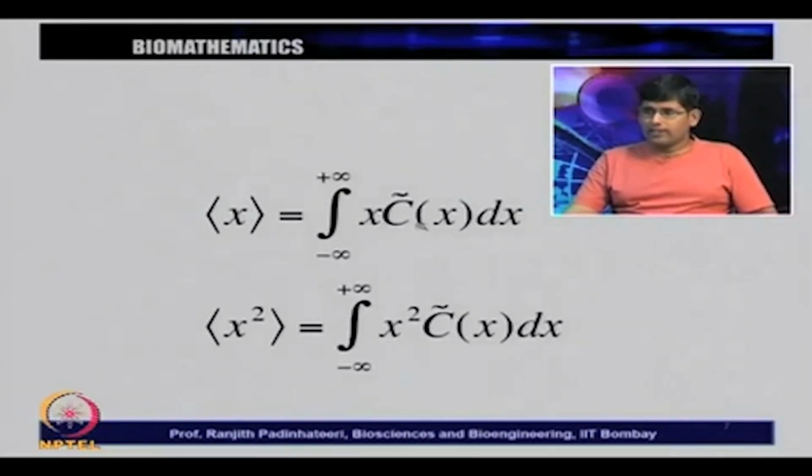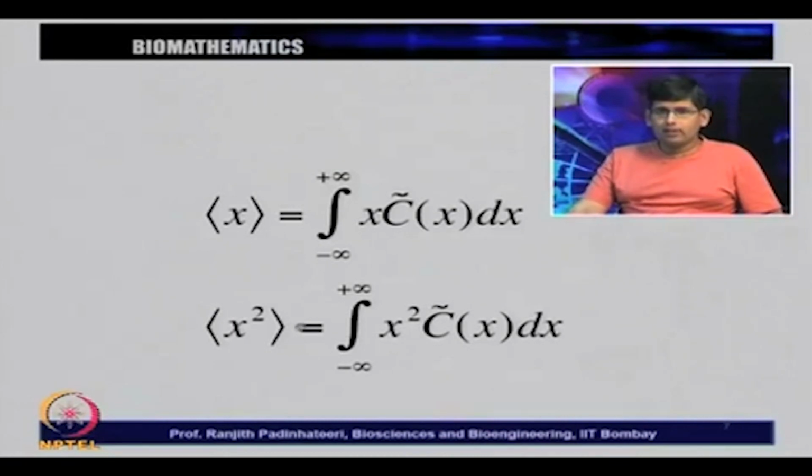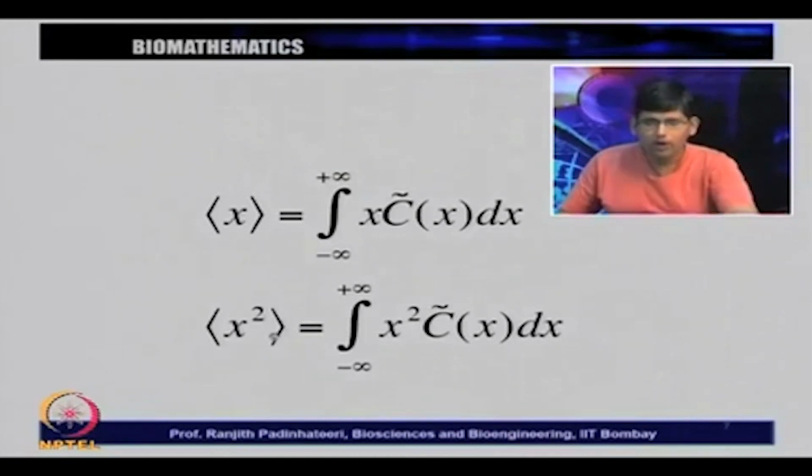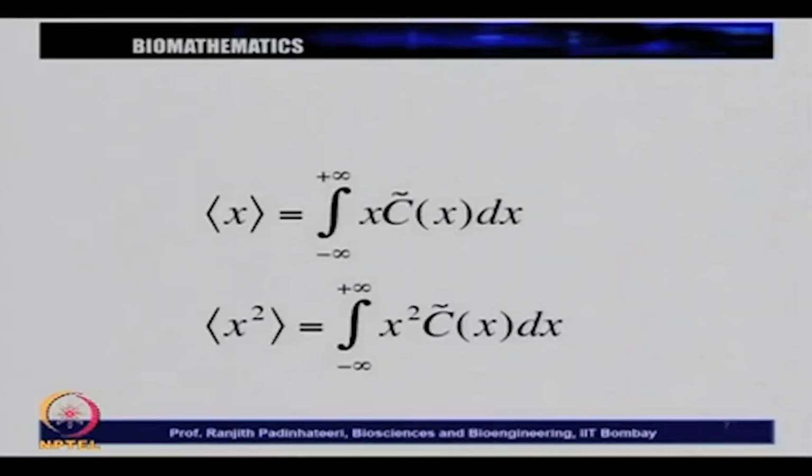So, if you do x into c tilde of x dx and x square into c tilde of x dx, we get this x average and x square average. Now, the aim of this is to derive some interesting results related to the RMS distance of a diffusing particle, the root mean square distance. So, this is the definition of x square average. You might have heard of RMS velocity, root mean square velocity. What is root mean square velocity?